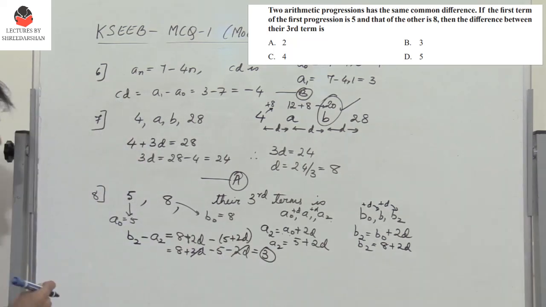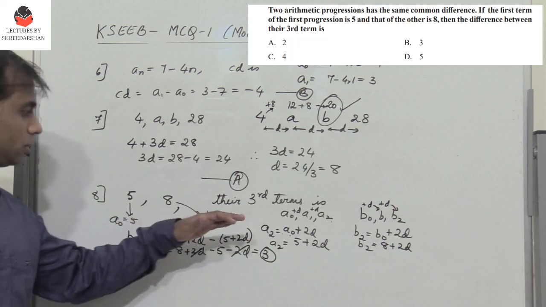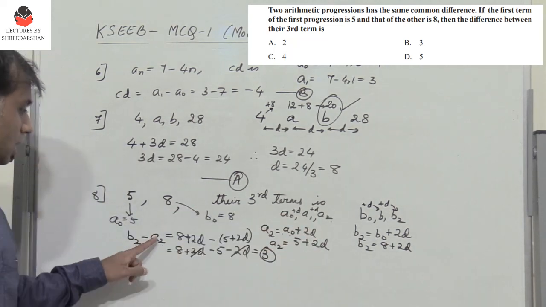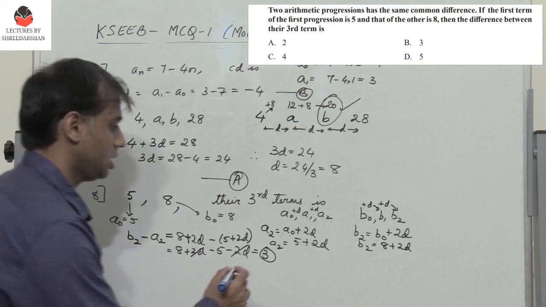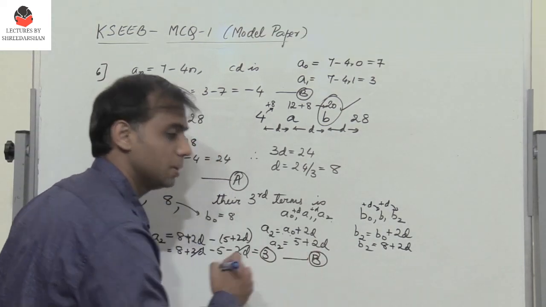So 3 is the difference between the third term of one arithmetic progression and the third term of the first arithmetic progression. So the answer is 3 and the option happens to be B.